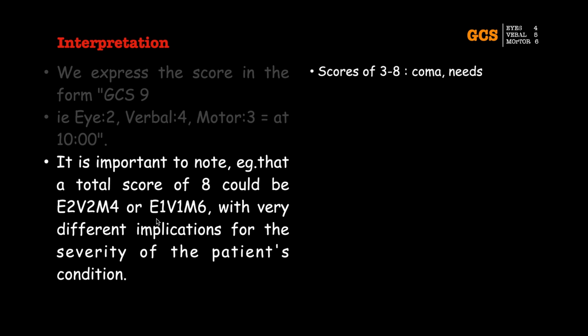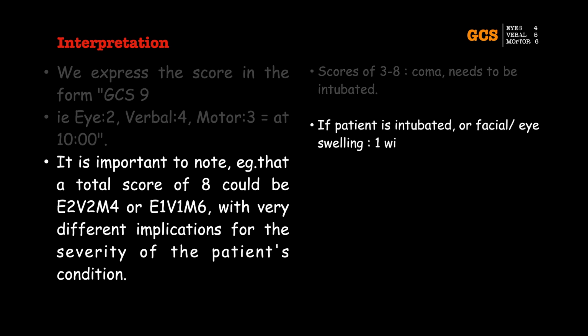Now, a score of 3 to 8 is considered that the patient is in coma, and such patients should be intubated to secure the airway. Now, another thing we need to know is that sometimes endotracheal intubation as well as facial and eye swelling makes it difficult for us to assess the verbal response and also the eye opening response.